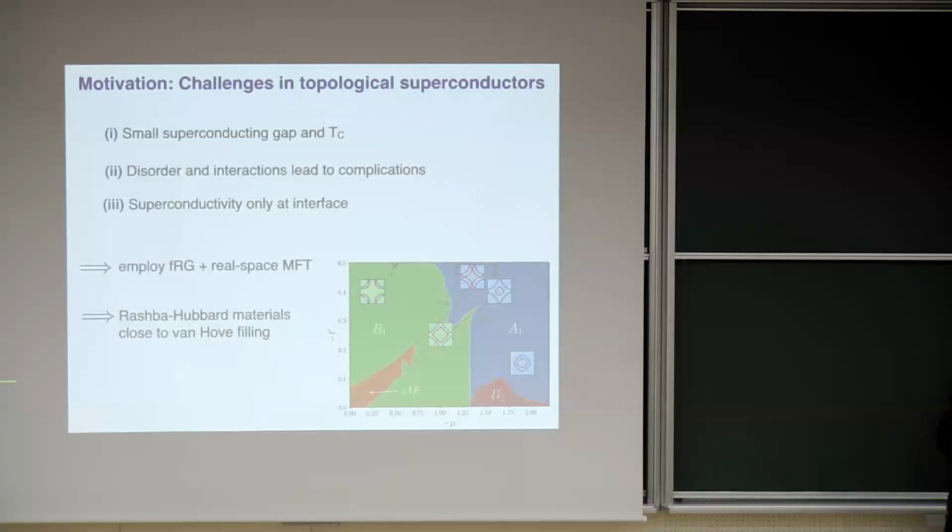The second problem, as I said in the beginning, is that a lot of these materials have disorder and interaction at the same time. This is a notoriously difficult problem in condensed matter physics, right? People usually focus only on one of the two, but they have both at the same time. That is often very challenging to deal with.